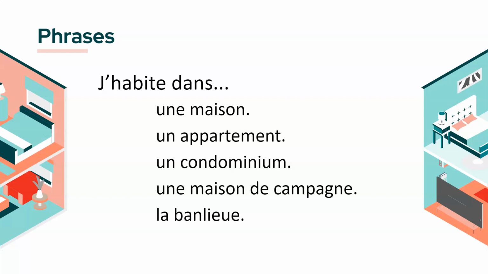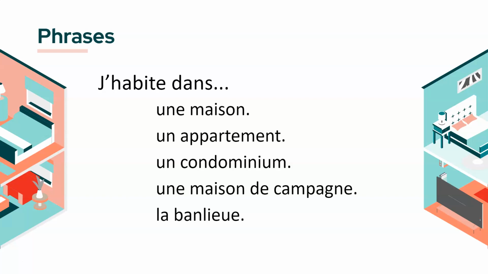J'habite dans une maison. J'habite dans un appartement. J'habite dans un condominium. J'habite dans une maison de campagne. J'habite dans la banlieue.